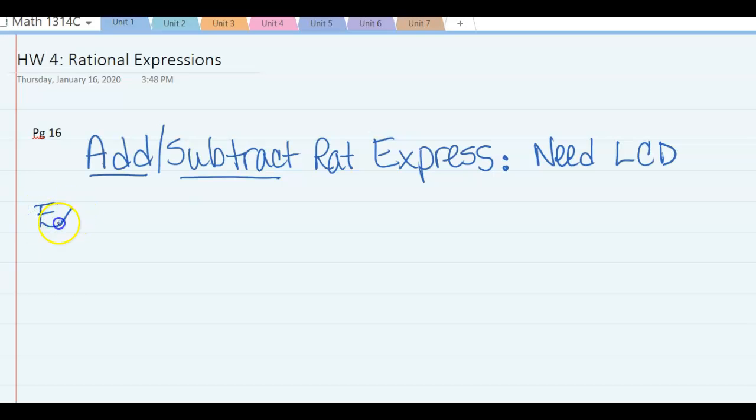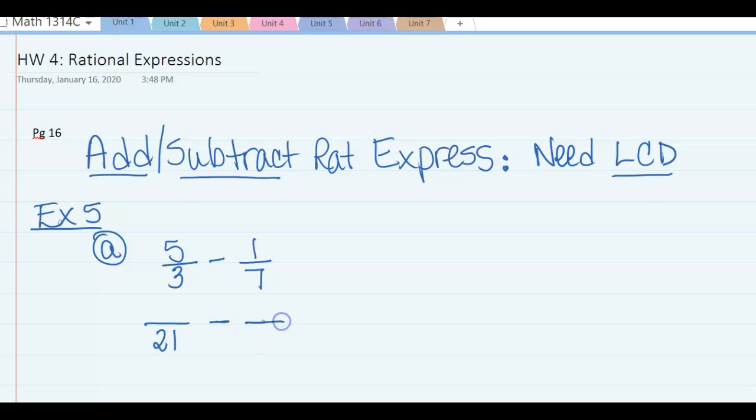For example number 5, we had 5/3 minus 1/7. In order to subtract these two fractions, we need the common denominator, the least common denominator. We're going to see that our least common denominator is 21. So we want to rewrite our 5/3 into something over 21 so that we can subtract our fraction of 1/7, which we're going to rewrite as something over 21.